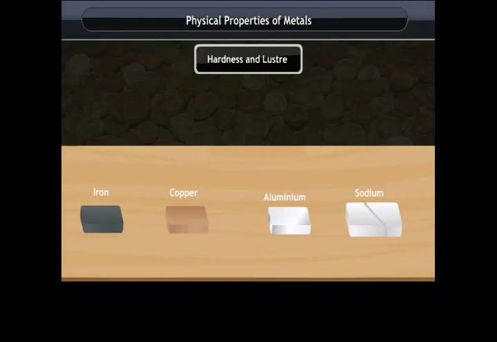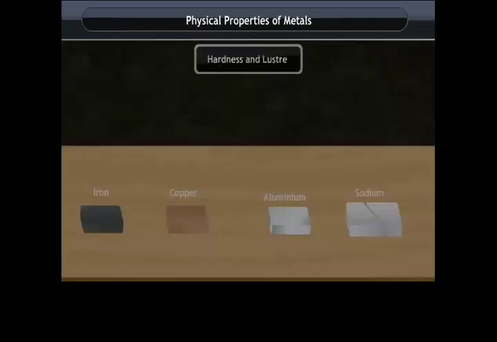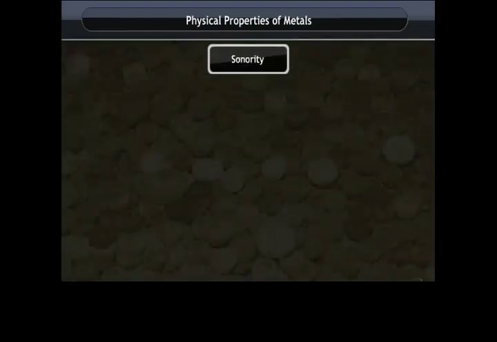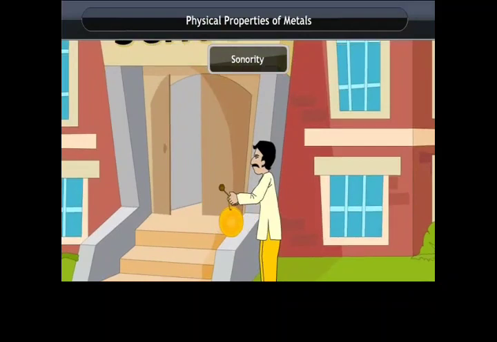From this activity we conclude that most of the metals are luster and hard except sodium and potassium. Both of these metals are known as soft metals. Sonority. Metals such as iron and copper produce a sound on being struck. Hence metals are said to be sonorous.